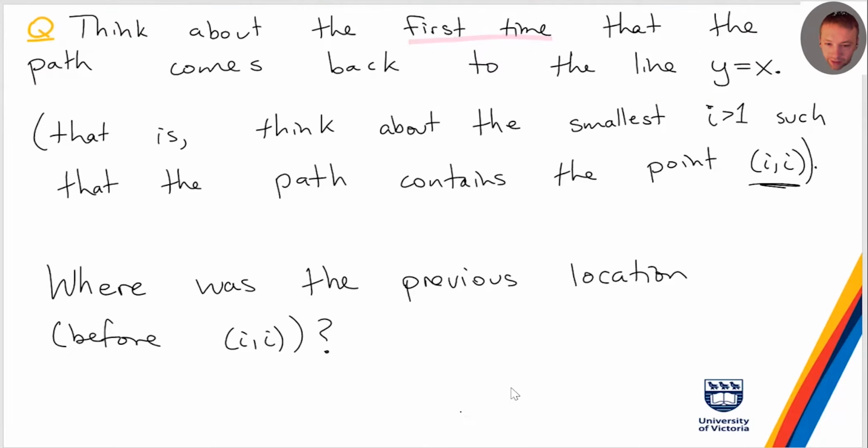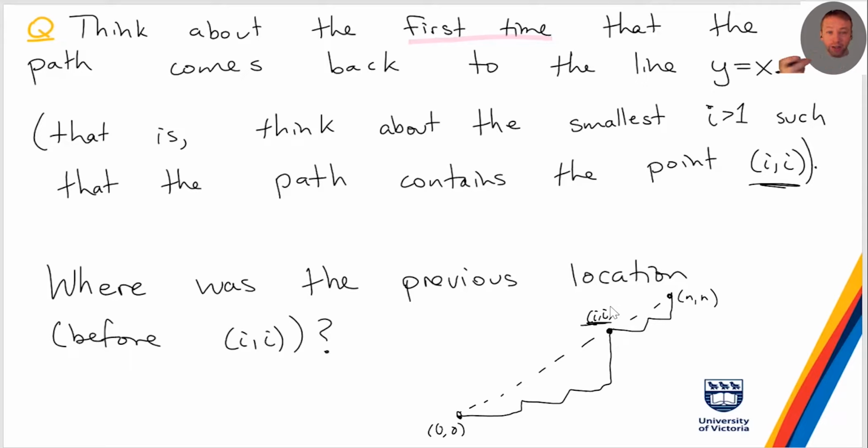So the picture looks like this. We've got (n,n) here. We've got (0,0). And the path does something, and it comes back to the line at the point I. So my question is, in general, where was the previous location before it came to I? Meaning, if I look at I and I take a step back, where does it go? There's in theory 2 options, right? Because if I take a step backwards, that step either goes left or it goes down. So it could have been here or here.